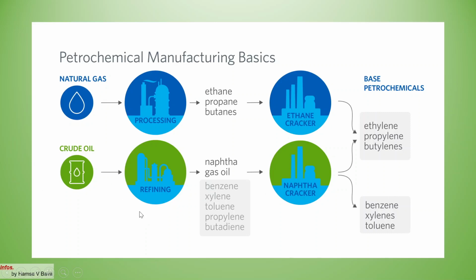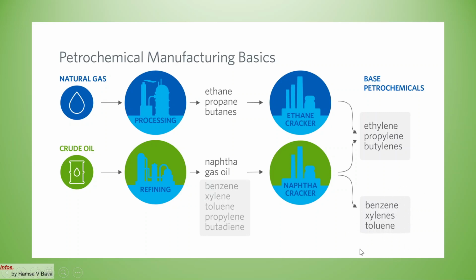In crude oil, the heavier hydrocarbons also feed some petrochemical industries. From crude oil refining, after that we will get naphtha and gas oil, and from that, aromatic hydrocarbons like benzene, xylene, toluene, propylene and butadiene. That will be obtained in a naphtha cracker, where we do some chemical reaction and physical separation, cracking. Then we will make benzene, xylene and toluene. Various industrial applications are there.